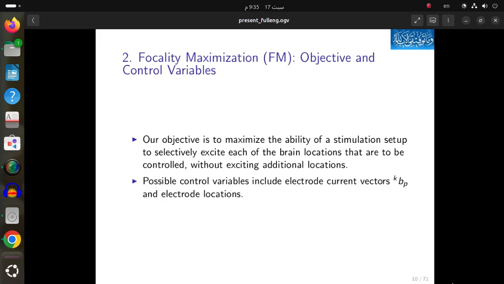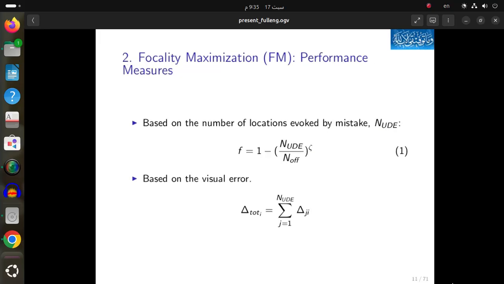For performance measurement, there are different measures. First, there is the selectivity, as we said. Selectivity can be judged based on two measures. A direct measure is based on the number of locations that are excited by mistake, NUD. As the number of locations excited by mistake increases, the focality decreases. This is one measure.